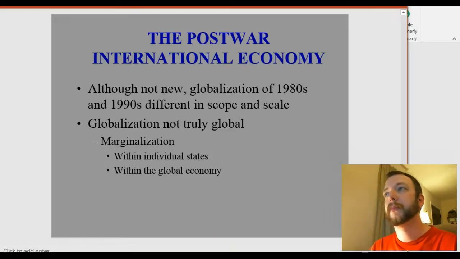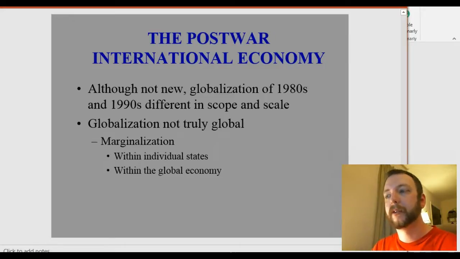But we also want to say that globalization is not new. Since the Industrial Revolution, pretty much, people have been working on globalization. But by the 80s and the 90s, this globalization is really different in scope and scale, and that is to say that it is huge now. It's exploded. And it's really tough to put that into words.